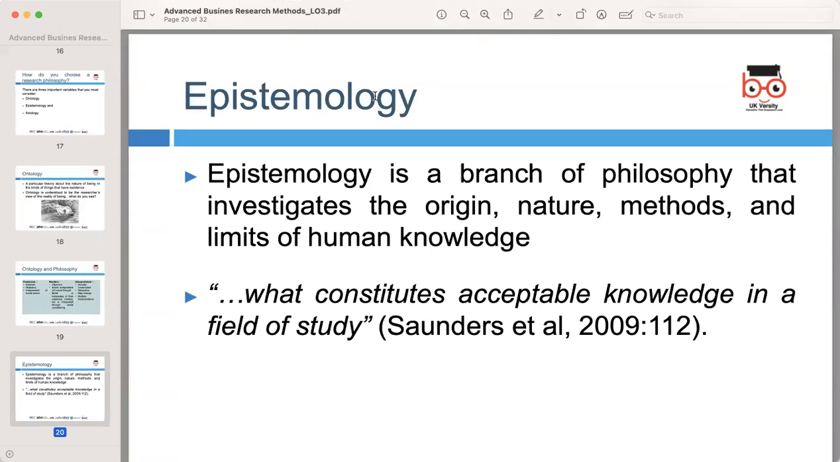Epistemology is an essential branch of philosophy that investigates the origin, nature, methods, and limits of human knowledge. It guides us in determining what can be considered acceptable knowledge in a particular field of study. Through this exploration, we sharpen our critical thinking skills and enhance our ability to separate fact from fiction.